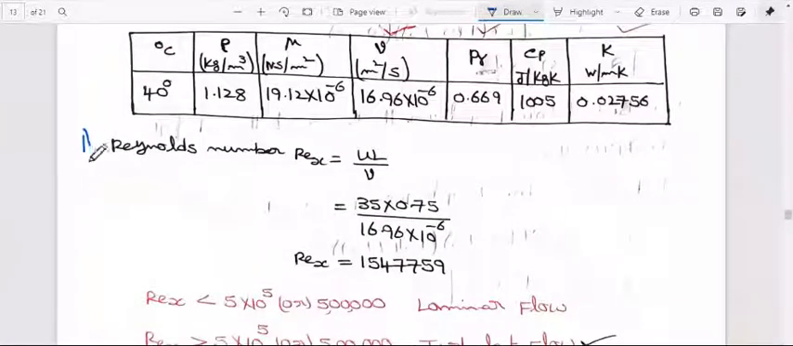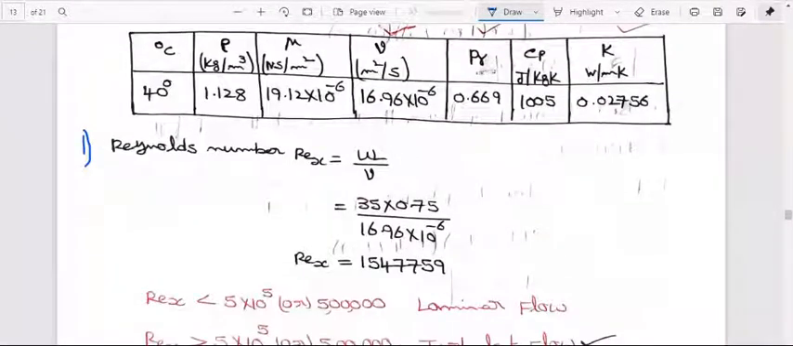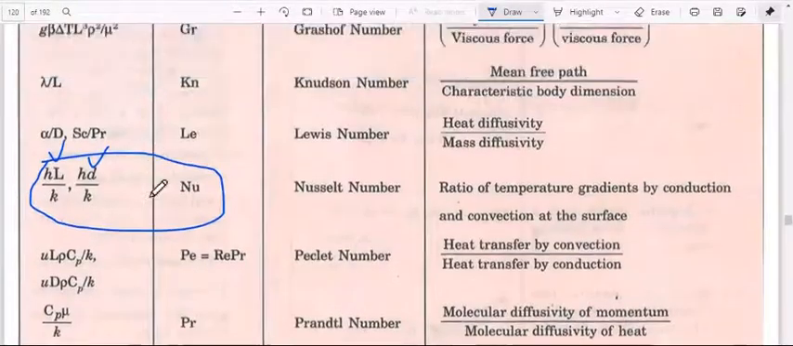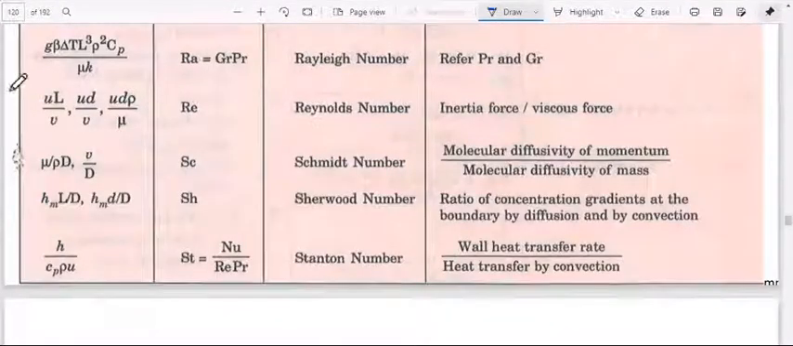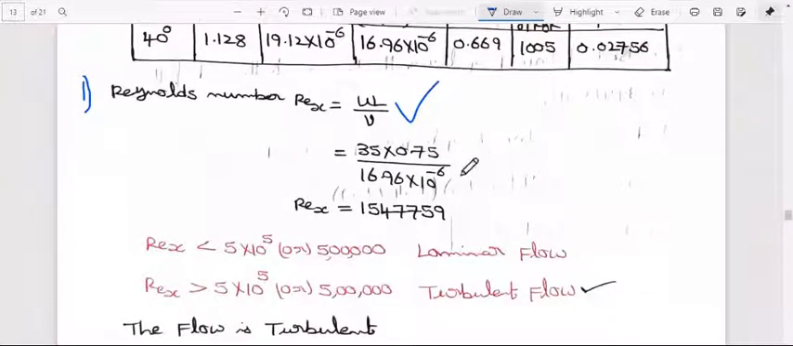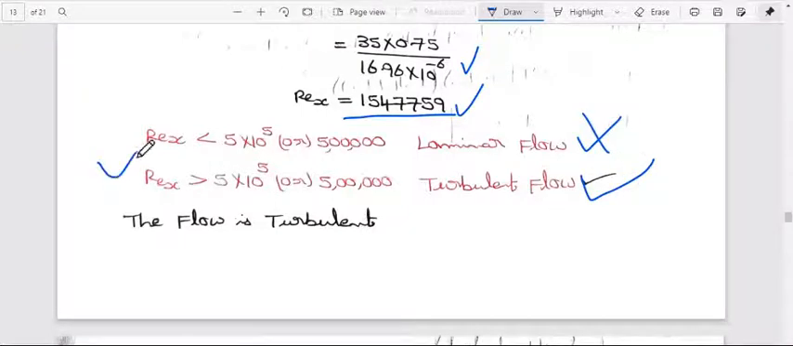Now first of all we need to calculate the Reynolds number value. What is the Reynolds number formula for flat plates? UL by V. So substitute the U, L and V values, Re x is equal to this value. The Re x value less than 5 lakhs is laminar flow and greater than 5 lakhs is turbulent flow. Here it is greater than 5 into 10 power 5, that's why I'm considering turbulent flow.